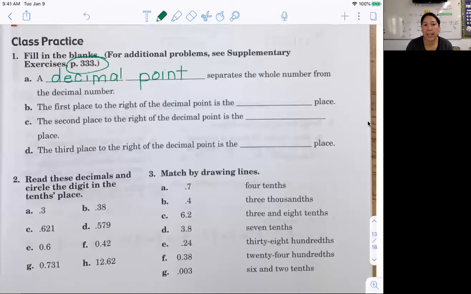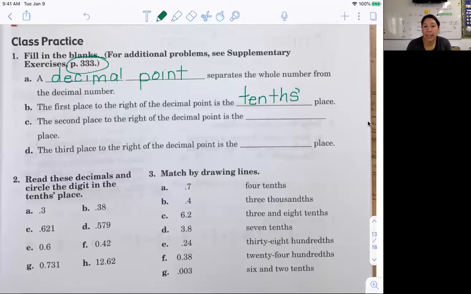The first place to the right of the decimal point is the blank place. So remember looking at my cards, what was the one right next to the black magnet, the point? It's the tenths place. Now this is how to spell it. T-E-N-T-H-S. Everyone make sure you spell it right. Spelling counts. The first place to the right of the decimal point is the tenths place. We technically put a little apostrophe after the S. All right, let's look at the second one.